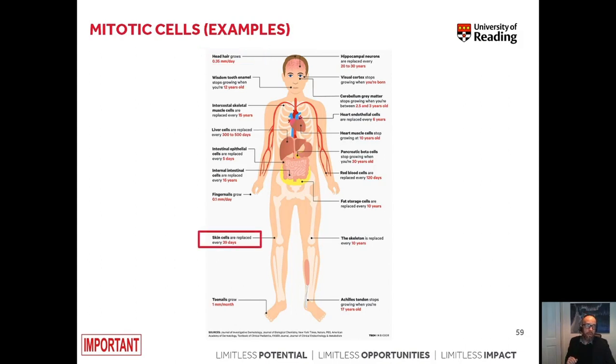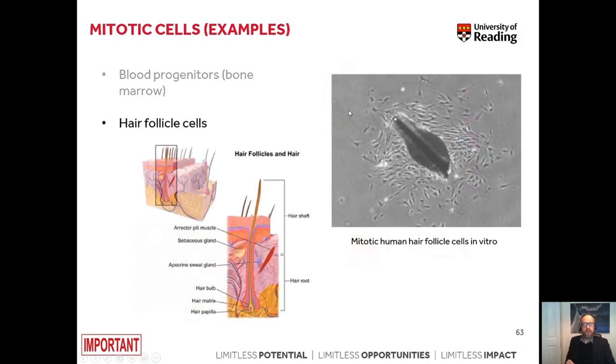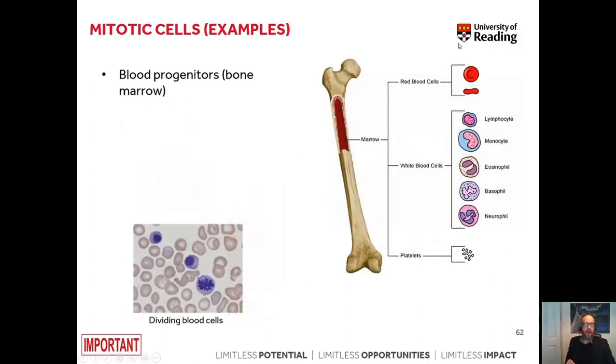Skin cells are replaced fairly quickly. Liver cells are also proliferating cells, and so on. So, how are red blood cells produced? As some of you might know, those cells actually don't have a nucleus. However, they are produced by blood progenitor cells within the bone marrow. They divide via mitosis and then get rid of the nucleus. However, blood progenitor cells do have a normal diploid chromosomal configuration and a nucleus.